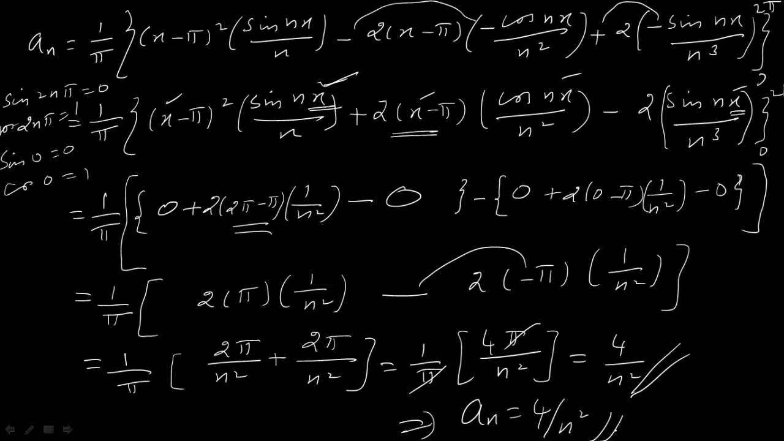So after calculating an, let me now move on to next one. That is, we have to calculate the next Fourier constant Bn. For that, we make use of this formula. That is, Bn is equal to 1 by pi integral 0 to 2 pi f of x sin nx dx. So let me now first replace the given function f of x by x minus pi the whole square.